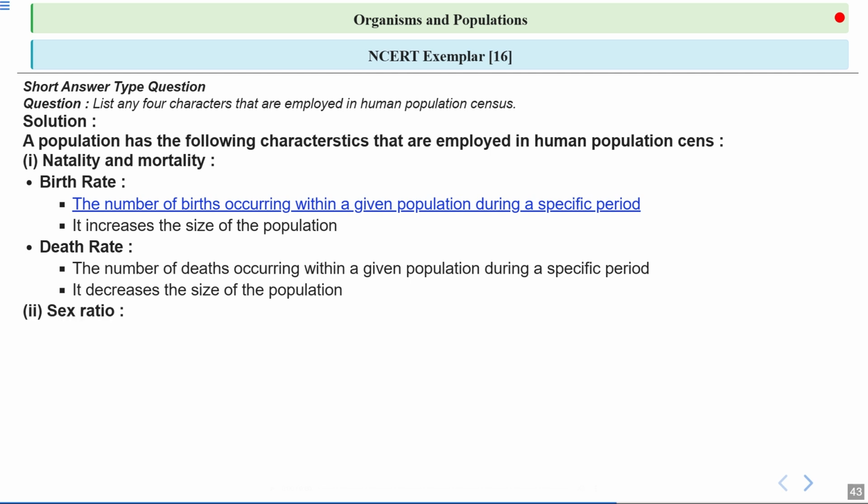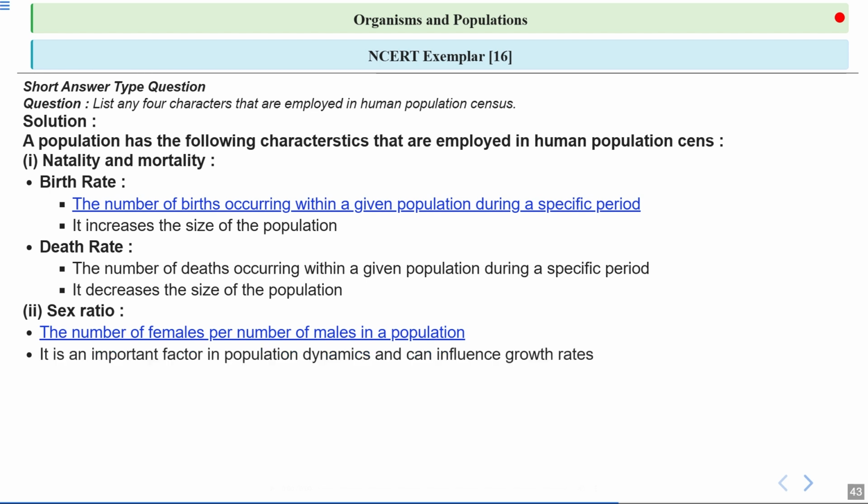Now let's talk about the concept of sex ratio. The number of females per number of males in a population is known as the sex ratio. So it's an important factor in population dynamics and can influence growth rates. Clear?